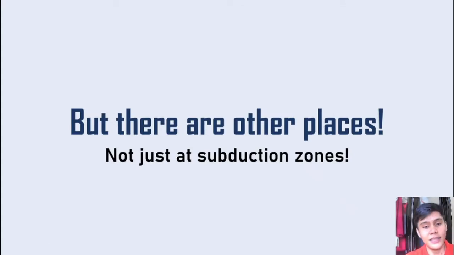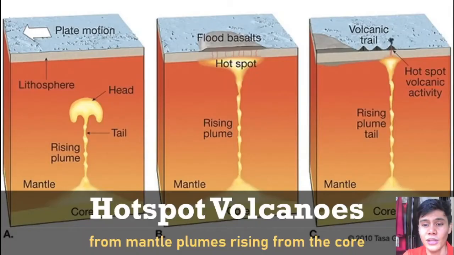But there are other places, not just at subduction zones. So we also have hotspot volcanoes. You might be familiar with this from last year. So they are from mantle plumes rising from the core. So from the core, convection and radiation suddenly have an upwelling of very hot, energetic magma just rising up and then breaking out of the crust. Yamete! No! Dame! Yamete kudasai! And then it just comes out as a hotspot volcano.